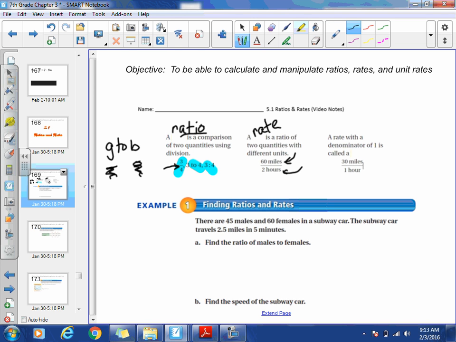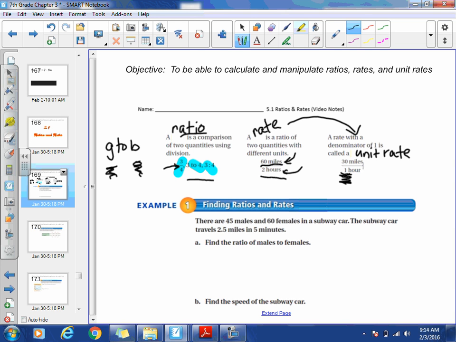Then, lastly, a special type of rate with a denominator of 1 is called a unit rate. Think about what unit means. Unit means one thing. So a unit rate is a rate. It is a ratio, but the special thing about a unit rate is that its denominator has to be 1. So to get from this rate to this unit rate, they had 60 miles per 2 hours, which is a rate. To make it a unit rate, they found out how far that same vehicle could go in 1 hour.